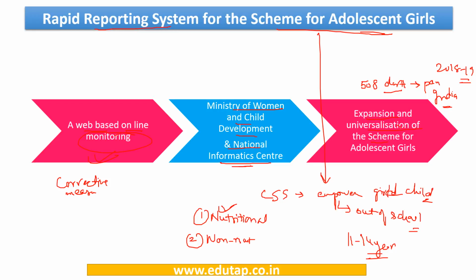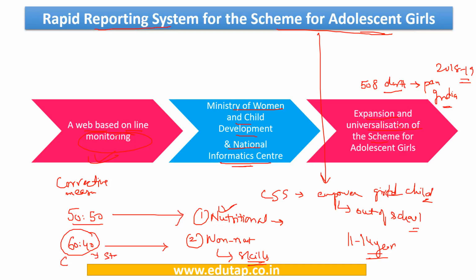Also, it helps to motivate them to join formal schooling or undergo some kind of skill training under the non-nutrition component. So this component is about skill enhancing or bringing them back to formal school education, and the other one takes care of their health and nutritional needs. This scheme is being funded by both the central and state governments. The funding pattern is 50:50 for the nutritional component, that is, 50% will be given by the central government and 50% by the state government. For the remaining activities, that is the non-nutritional component, the funding ratio is 60:40, that is 60 for the central and 40 for the state governments.